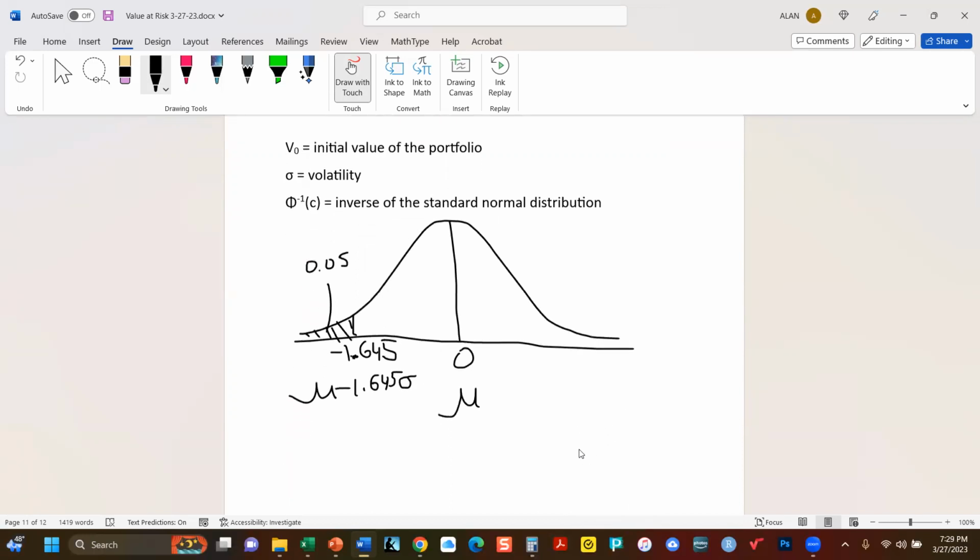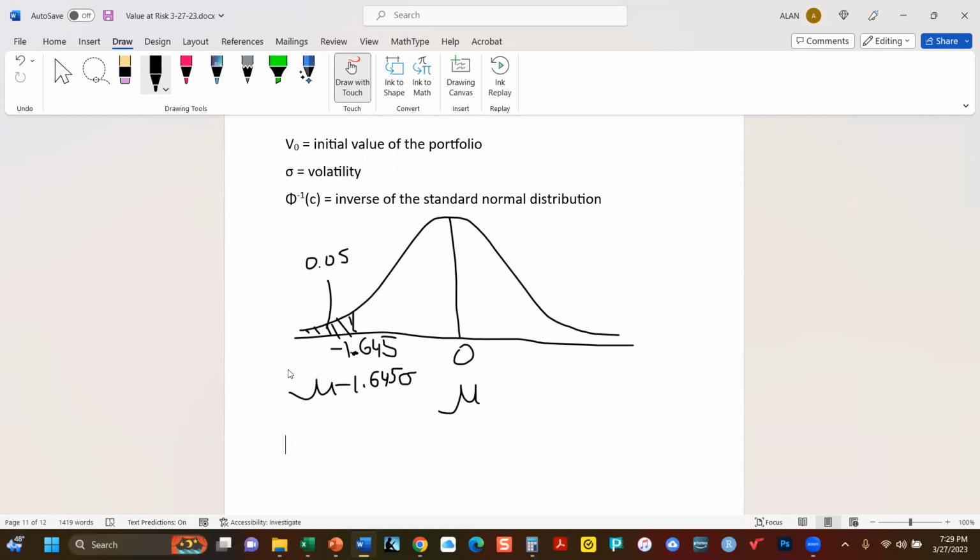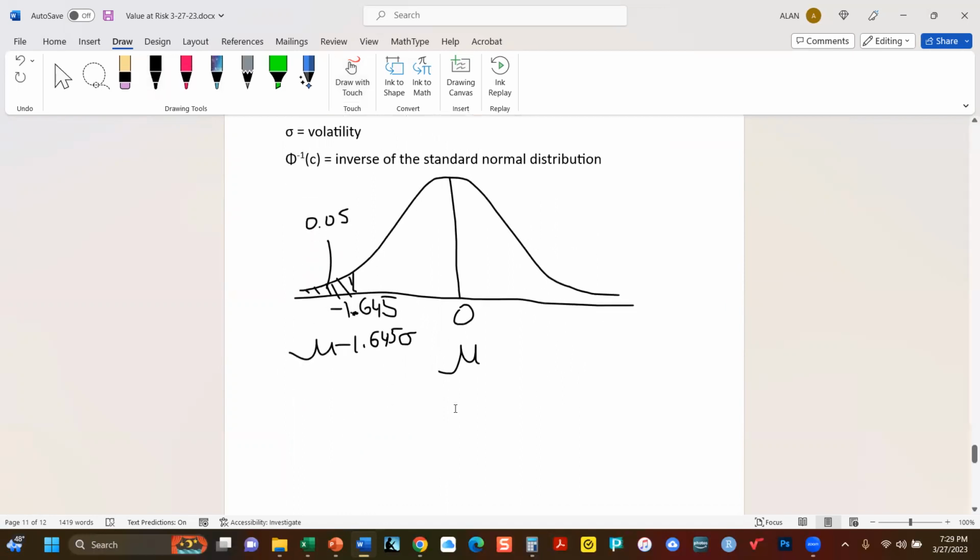Okay. Now, we need that number, that 1.645, for the formula. This symbol here actually stands for the 1.645. So you replace this thing with 1.645. It's basically saying, where are you located under the curve for the left 5% tail? 1.645 standard deviations below the mean.